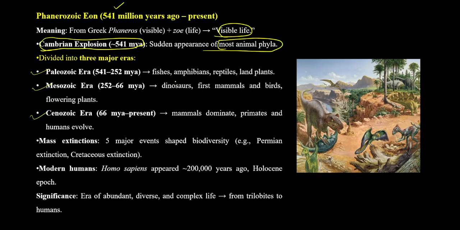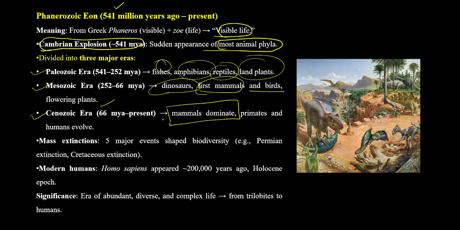In the Paleozoic era, fishes, amphibians, reptiles, and land plants appeared. In the Mesozoic era, dinosaurs, first mammals, and birds, as well as the flowering plants, came into existence. Then the Cenozoic era. In this era, mammals dominated all the other species, and there were primates also, and human evolution also started in this time period.